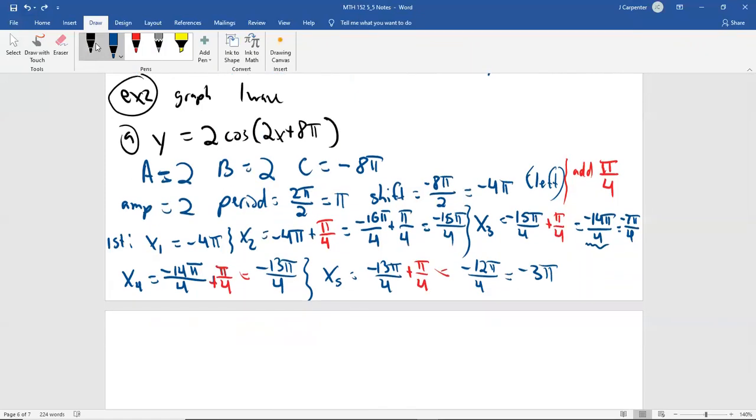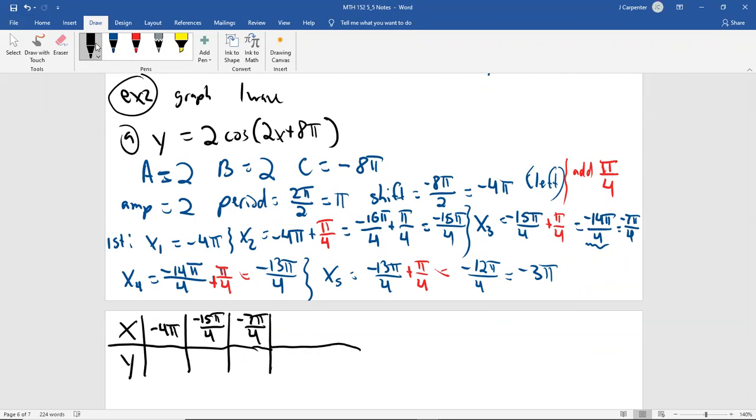So those are the x values, which means we can start forming our table of values that I like to write horizontally in a trig class. You could do it vertically for 5 points. That would be perfectly okay. So the x values were the first one, negative 4 pi. Second one was the negative 15 pi over 4. The third one was the negative 7 pi over 4. The next one, negative 13 pi over 4. And the next one was the negative 3 pi.